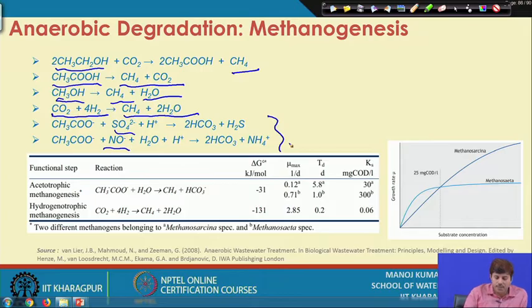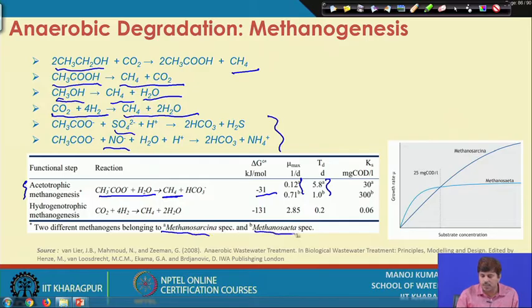Now, looking at the different functional steps, for acetotrophic or acetoclastic methanogens, the major reaction is acetate converting to methane. The delta G for this is minus 31, which is pretty good. For this step, acetoclastic methanogenesis, there are two major species which act: one is methanosarcina and another is methanosaeta.